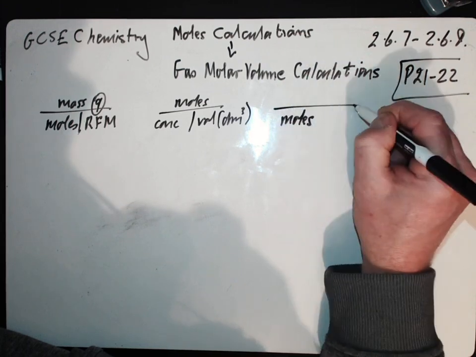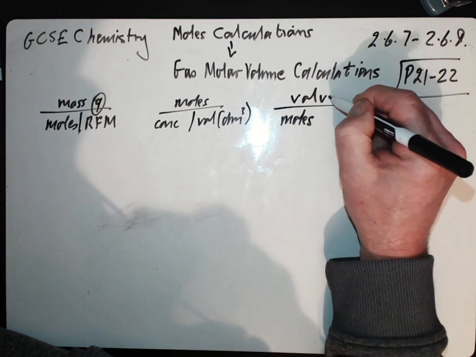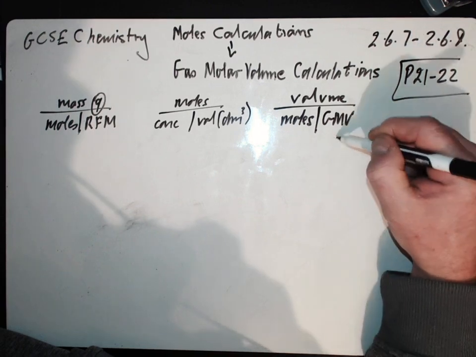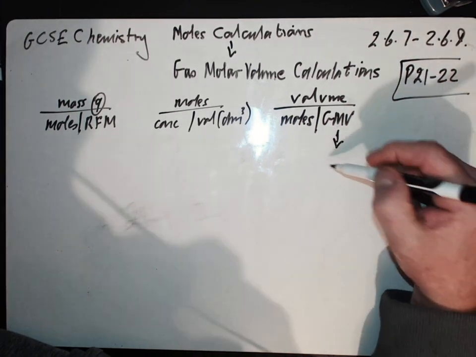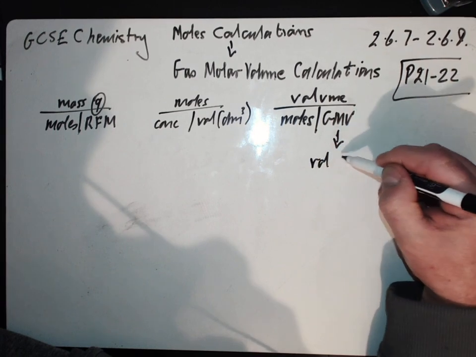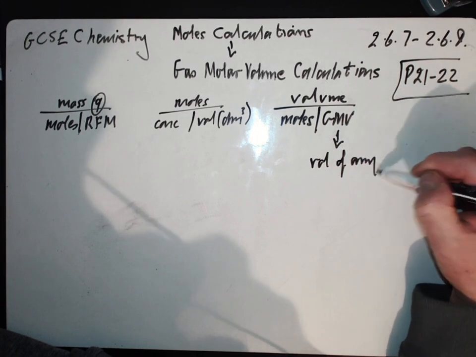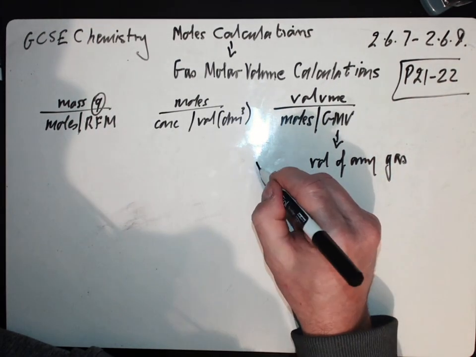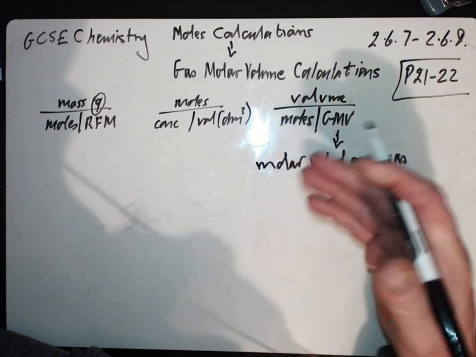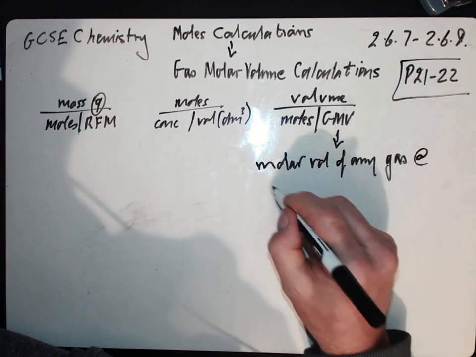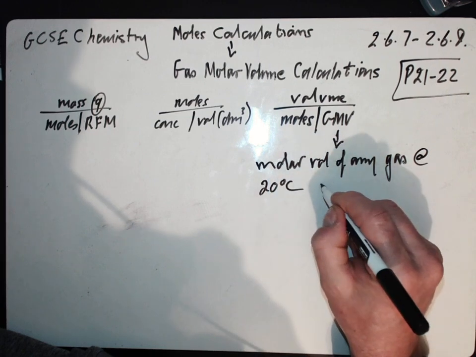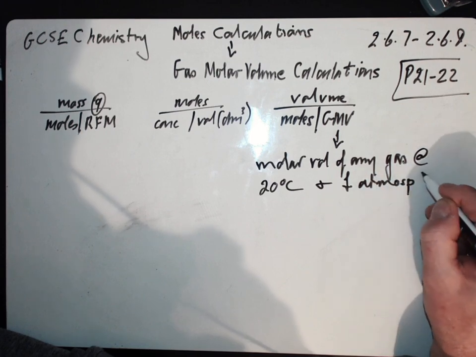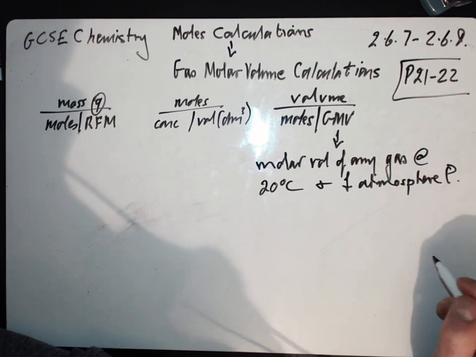These will be gas moles equals volume, and that's volume of a gas, divided by what we call the gas molar volume. Now the gas molar volume is the volume of any gas, or in other words the volume of 1 mole of any gas at, and these are the conditions you need to know, 20 degrees Celsius and 1 atmosphere, and that's of pressure.